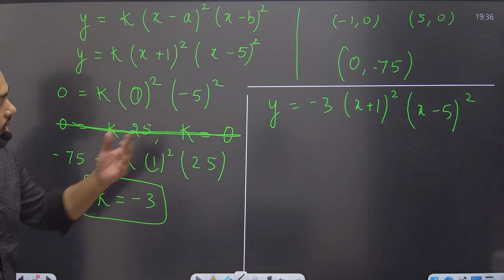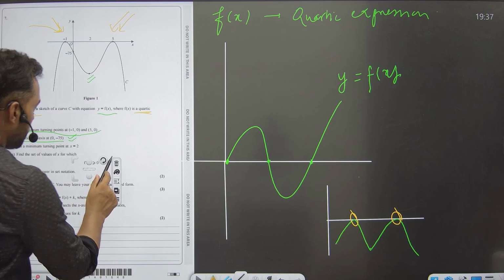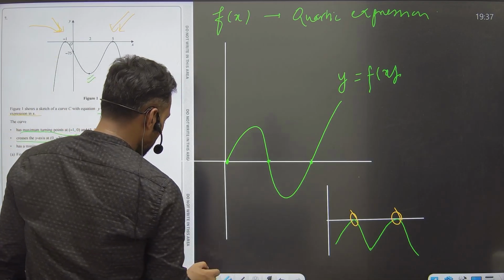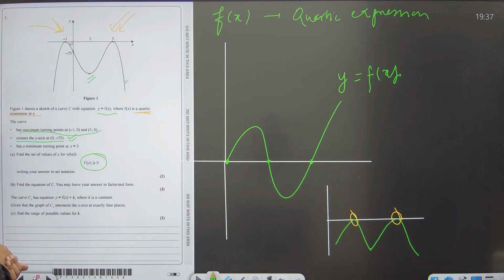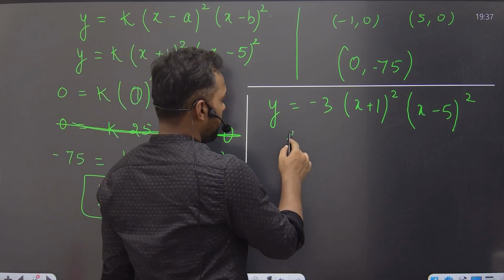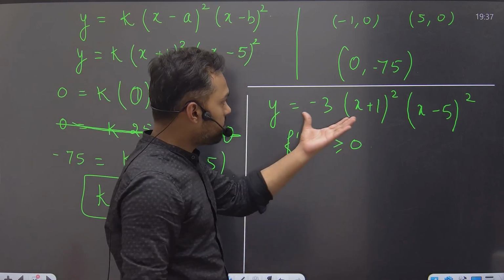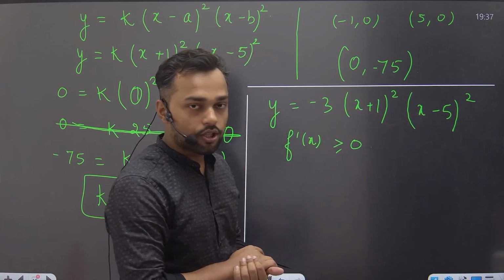Okay, this is our original equation, student. Now here they are saying that f prime of x is greater than or equal to 0. This part also needs to be considered. f prime of x means f prime of x is greater than or equal to 0. So we need to differentiate this particular function.